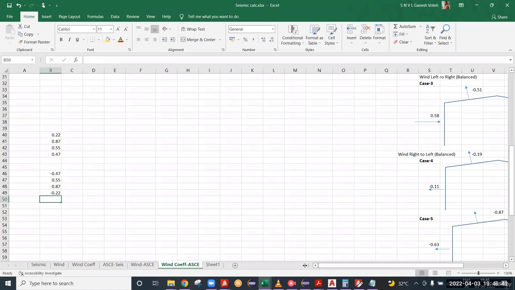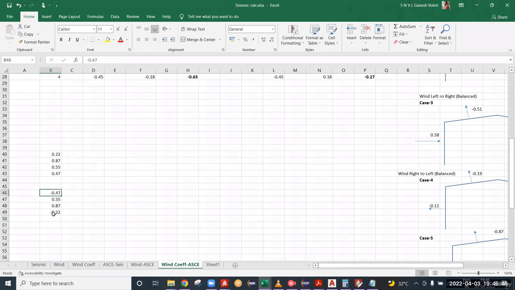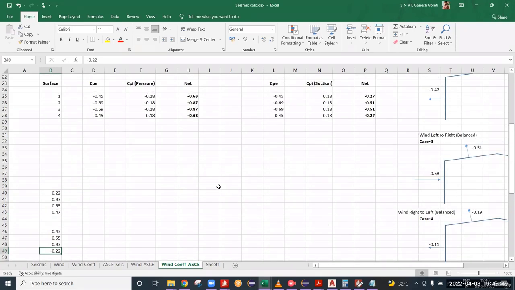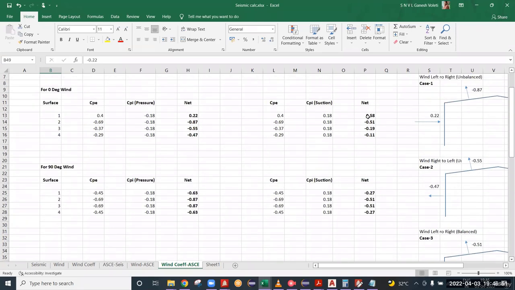So all of you agree with this? Yes, sir. Clear. So what about case 3? Case 3 is this one. I'm copying these values.